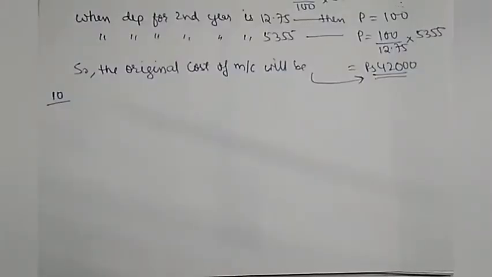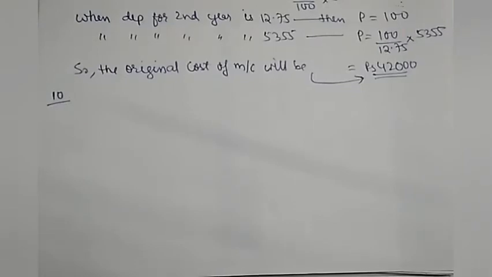Question number 10. A man borrows rupees 10,000 at 5% per annum compound interest. He repays 35% of the sum borrowed at the end of the first year and 42% of the sum borrowed at the end of the second year. How much does he have to pay at the end of the third year in order to clear the debt? Earlier we have seen that each year some amount was deposited or repaid. Here it is a percentage: 35% is repaid in the first year and 42% is repaid in the second year.